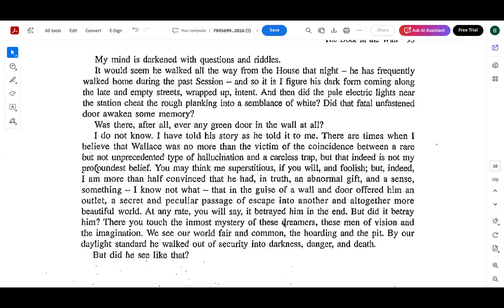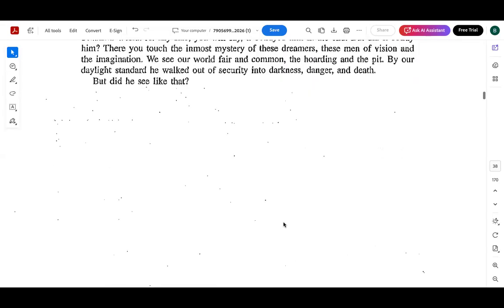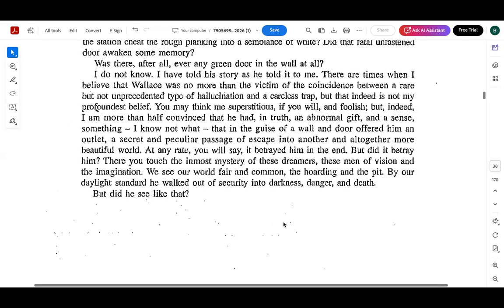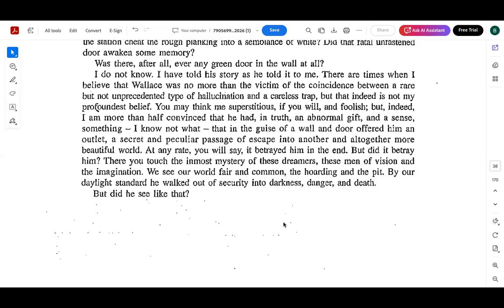But did he see like that? All right. Now this is the end line, the last rhetorical question that he has posed. And he said, but did he seem like that? We never felt that Wallace is this kind of person who would become a victim of unprecedented hallucination.